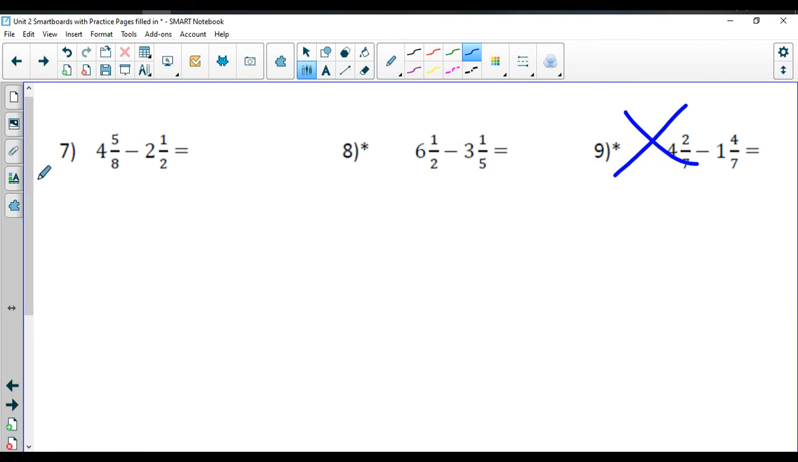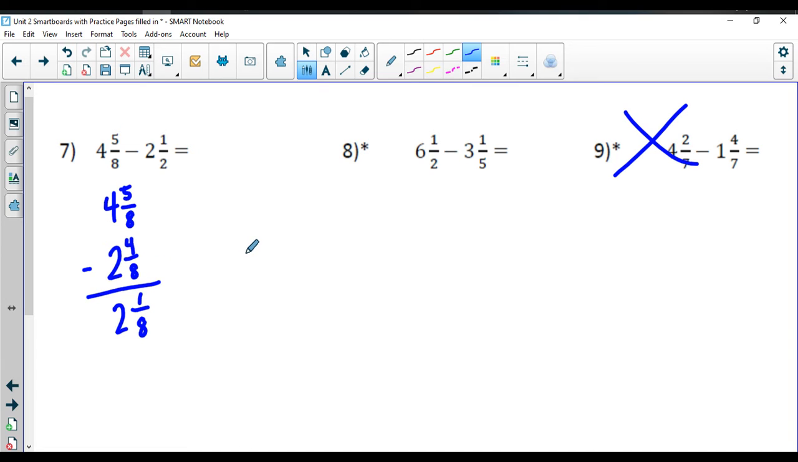Question number 7, 4 and 5/8 minus 2 and 1/2. I'm going to go ahead and rewrite these here with common denominators, and my common denominator is going to be 8. So 5/8 will stay, 1/2 is 4/8. 5/8 minus 4/8 is 1/8, and 4 minus 2 is 2. So our answer is 2 and 1/8.